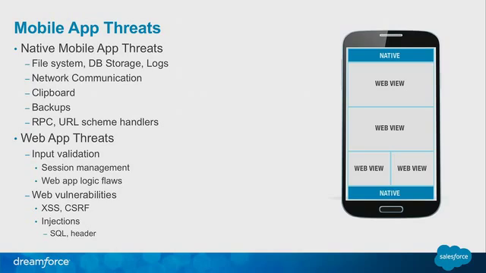So when we look at the native mobile app threats, we have things like the file system. File system means here the app sandbox. So what kind of information goes there? Is it secure? Is there a way an attacker can gain access to that? Does it need to be a rooted or a jailbroken device for that?